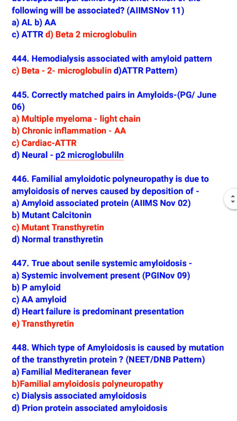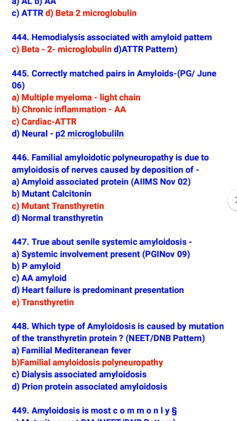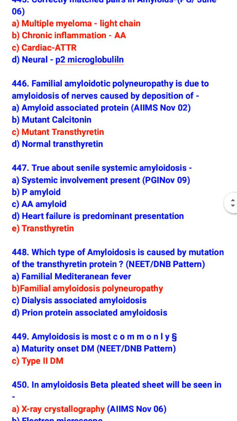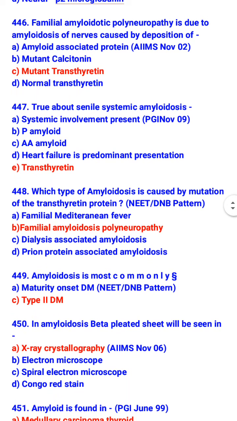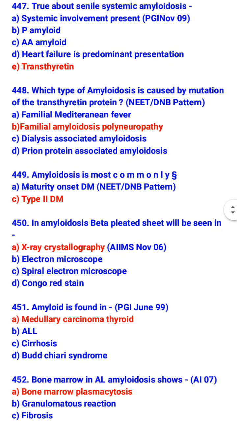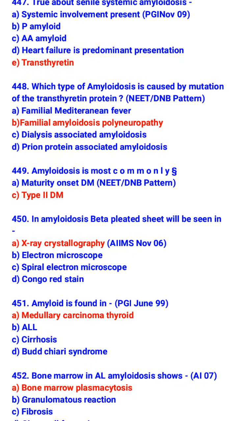Familial amyloidotic polyneuropathy is due to amyloidosis of nerves caused by deposition of mutant transthyretin. What is true about senile systemic amyloidosis? Transthyretin. Which type of amyloidosis is caused by mutation of the transthyretin protein? Familial amyloidosis, polyneuropathy.